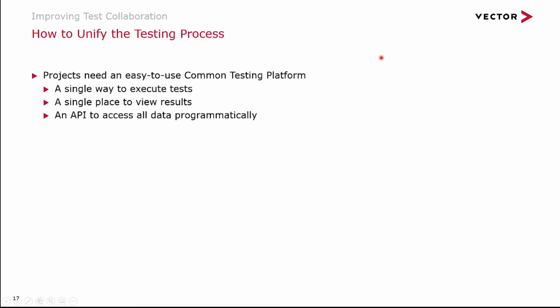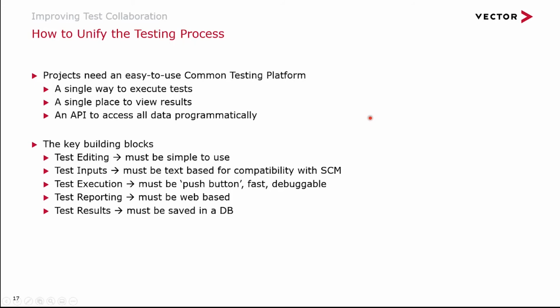And so how can we unify the process? Well, the first thing we need is a common testing platform, not a test implementation platform, but an overall test interaction platform. We need, most importantly, a single way to execute tests, so it's simple. We don't have to learn N tools, and a single place to view the results, so we don't have to scavenge around our repositories for that. And then we need an API to be able to access all of the data produced during testing programmatically.